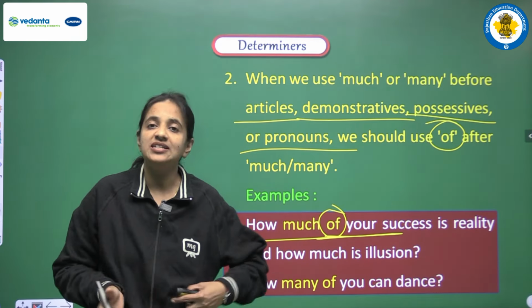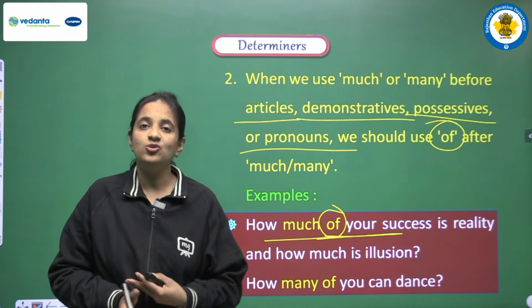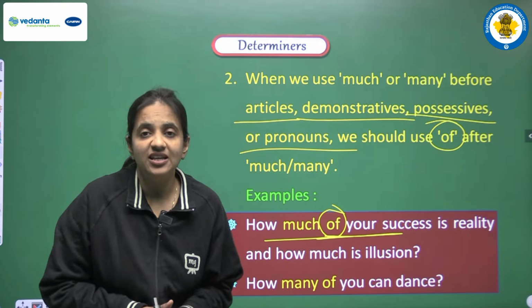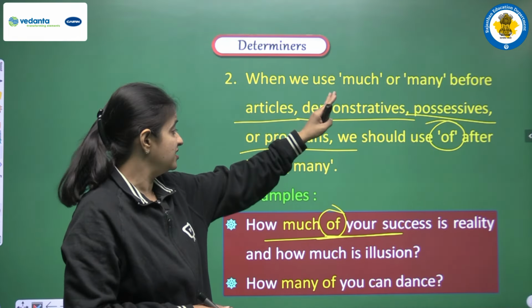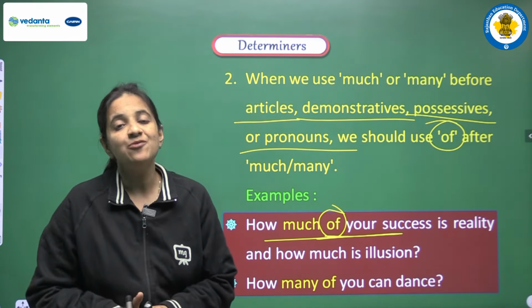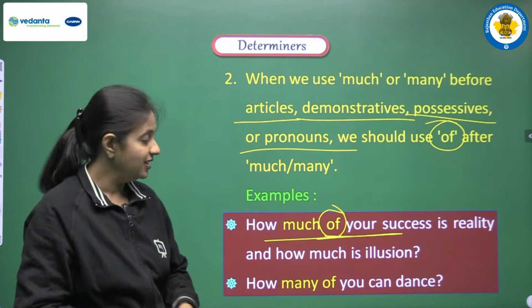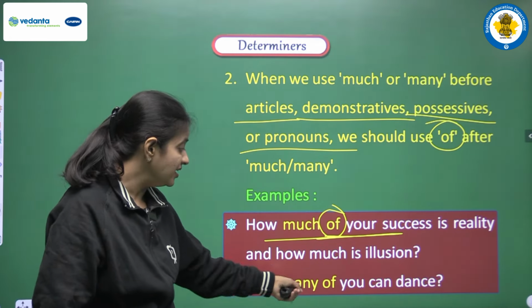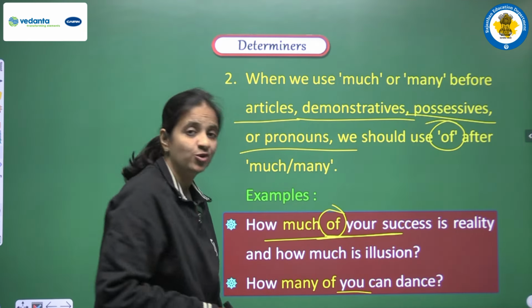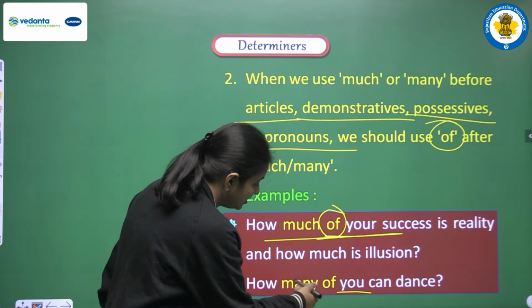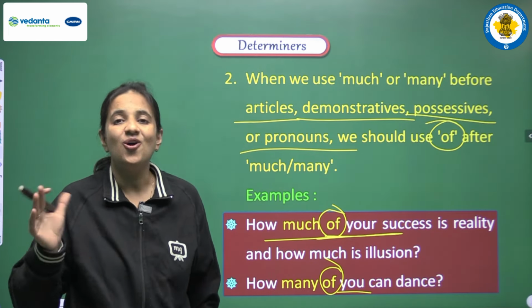If we are having a noun, directly we can use much or many. But if in the place of a noun we are having any article, demonstrative, possessive or pronoun, at that time with much and many we have to use of, right? Second example is how many of you can dance. So again we are having you, that is one of the pronouns, and this is the reason that with many we are adding of. Clear?